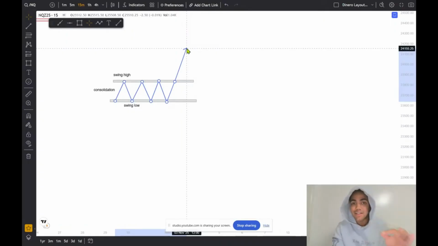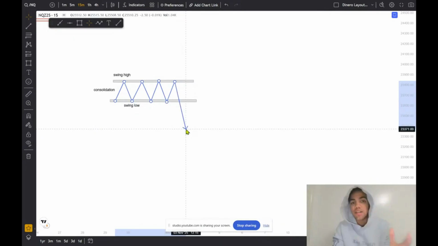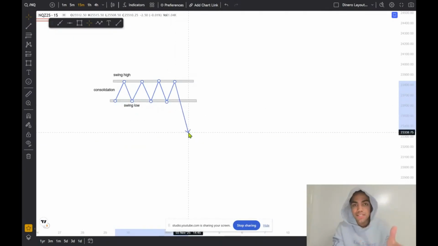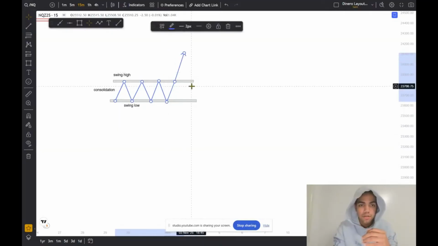It's indicating its direction. That's why it's called indication. Or it could have done this, and then this would have been an indication, right? It broke these swing lows and it broke below. That's an indication, right? It's indicating the movement as to where it wants to go. So we're going to go back here.